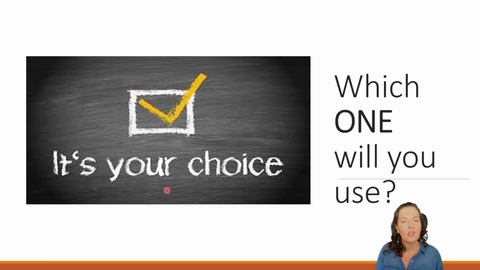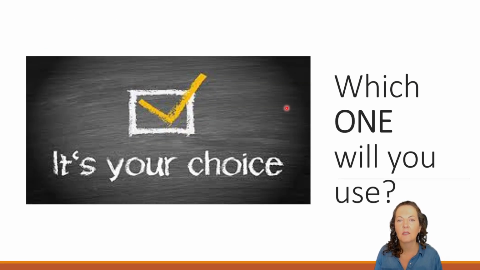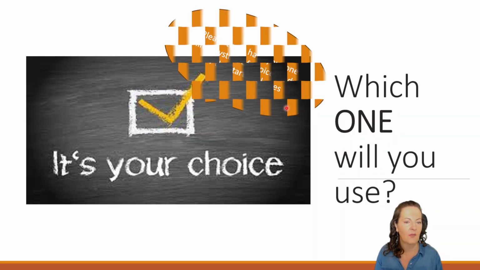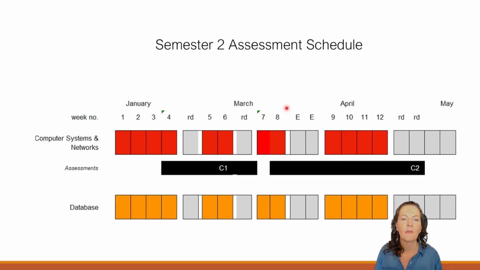So it's your choice. Choose any one of that previous slide. This is all in the intro from the on-site anyway. So choose any one and install it and off you go, ready to rock and roll. Hopefully most of you have something started for now. If not, you can pause this video and head off and get something installed, because you need it for class. Here's your continuous assessment schedule.